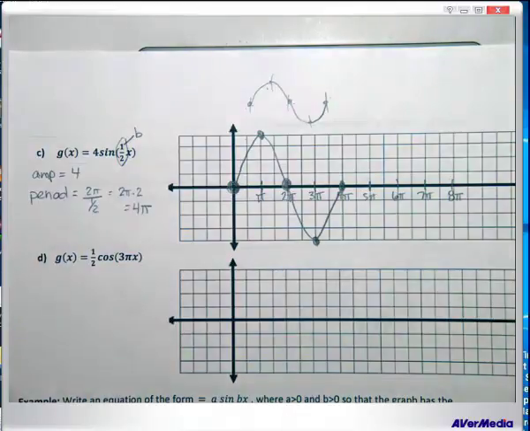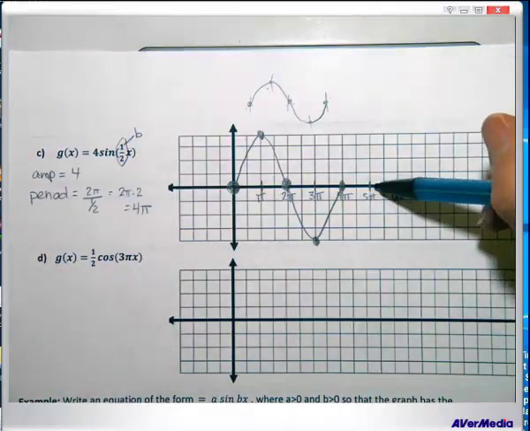So for those of you who are very visual, you can see that what we did was we took our period. There's 4 important sections that we need to think about here. So you take your period, divide it into 4, and that's where you make your important points. And then we can continue.